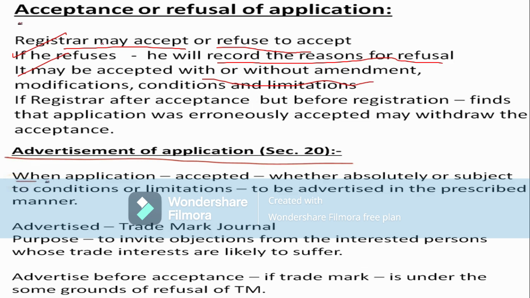So the registrar may accept, or if he requires some modifications according to conditions and limitations, amendments can be made. And if the registrar, after acceptance but before registration, finds that the application was erroneously accepted, he may withdraw the acceptance. If he finds any complications in the application, he may withdraw the acceptance. It must be before registration.